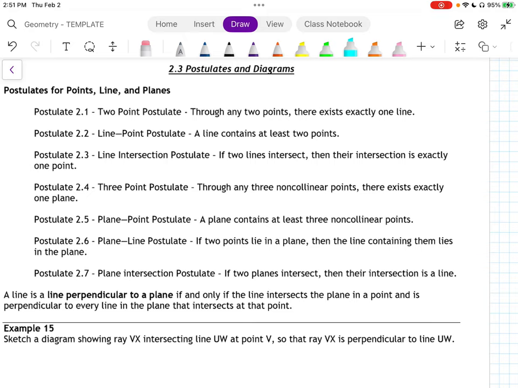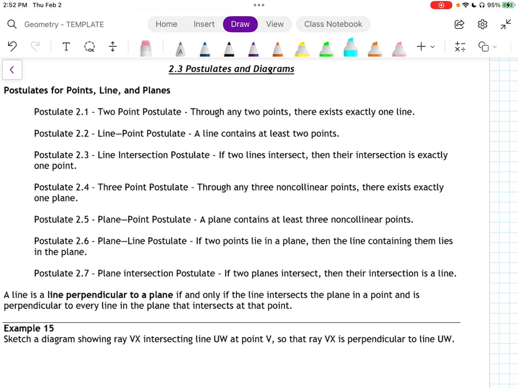The line point postulate, a line contains at least 2 points, right? That makes sense, right? If you draw a line, you have to be able to draw at least 2 points on there, right? Actually, you can draw a bunch more, but you can draw at least two. Line intersection postulate. If two lines intersect, then their intersection is exactly 1 point, right? You can think about that. You have two lines that cross, they cross at a dot, right? A point. They don't cross twice, they don't cross 3 times, they cross once.